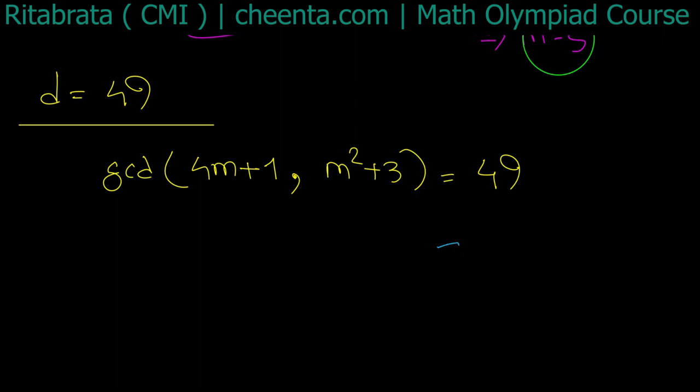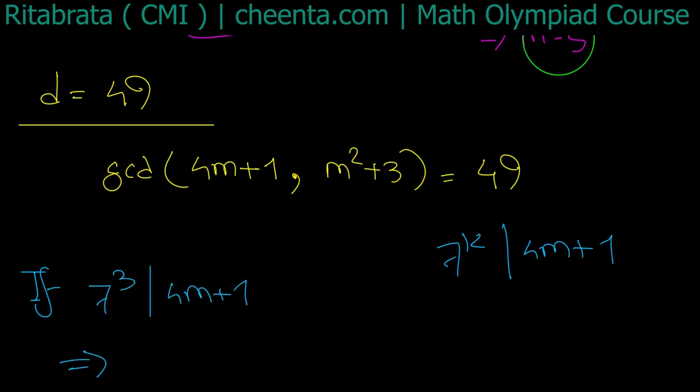We know that 7 to the power k divides 4m plus 1. I need to find k. Can 7 to the power 3 divide 4m plus 1? We know that if 7 cube divides 4m plus 1, that would imply 7 cube does not divide m square plus 3, because the GCD is just 49, that is 7 square.